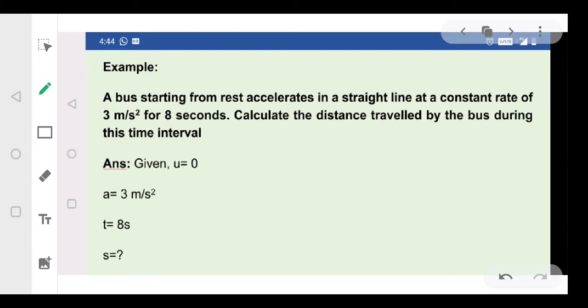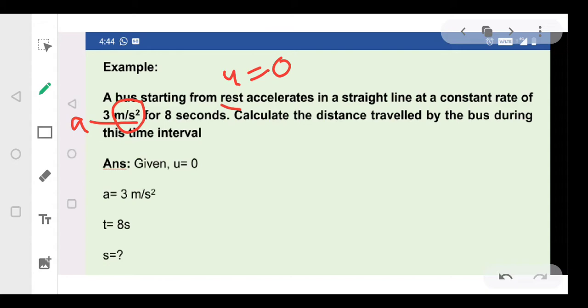Okay, now let us do a few numericals based on these three equations of motion so that you are more thorough with the topic. The first example is a bus starting from rest. Rest means u is equal to 0. It accelerates in a straight line at a constant rate of 3 meter per second square. Now students, if you have any confusion about what this 3 meter per second square is, it is clear from the statement that this is the acceleration. But still, if you have a doubt, see its units. Meter per second square is the unit of acceleration.